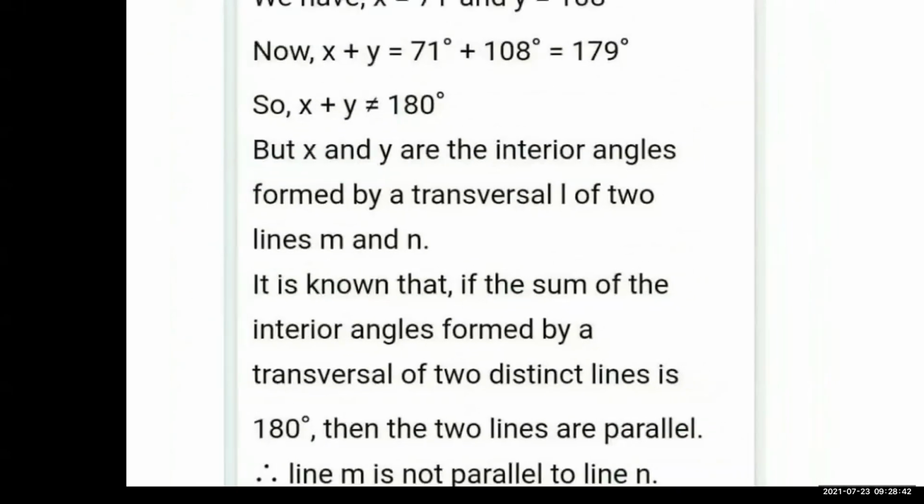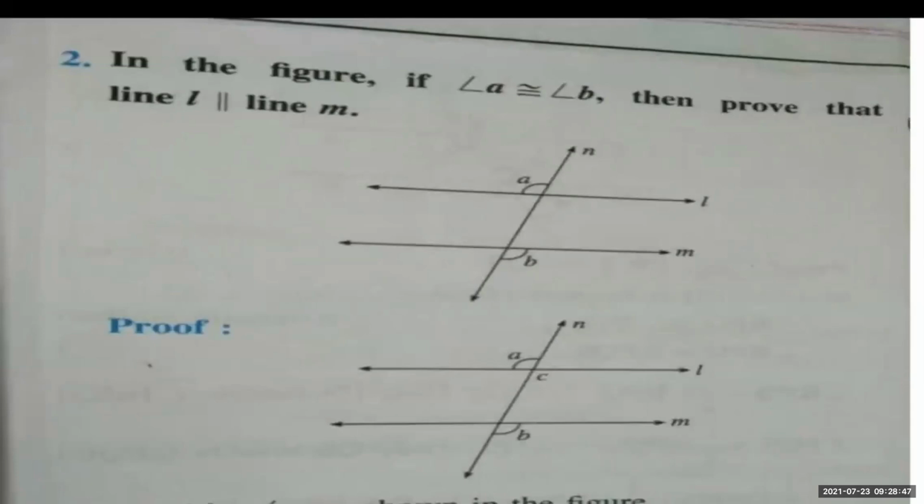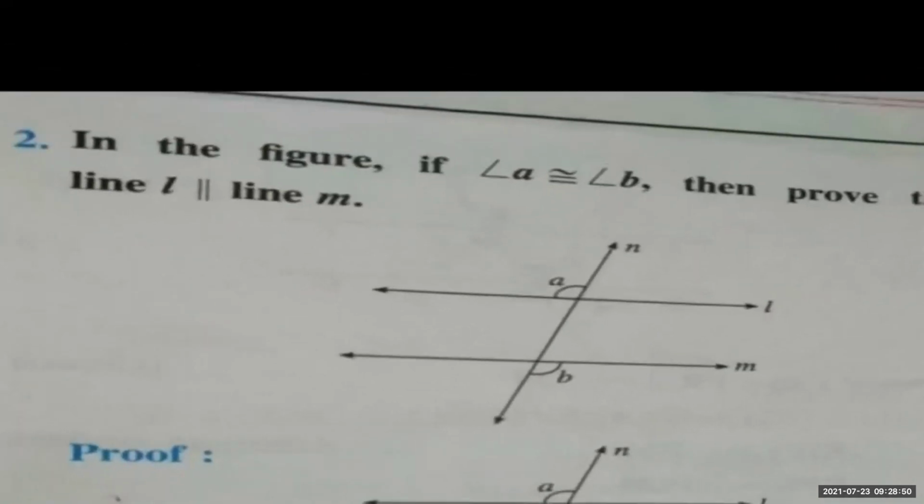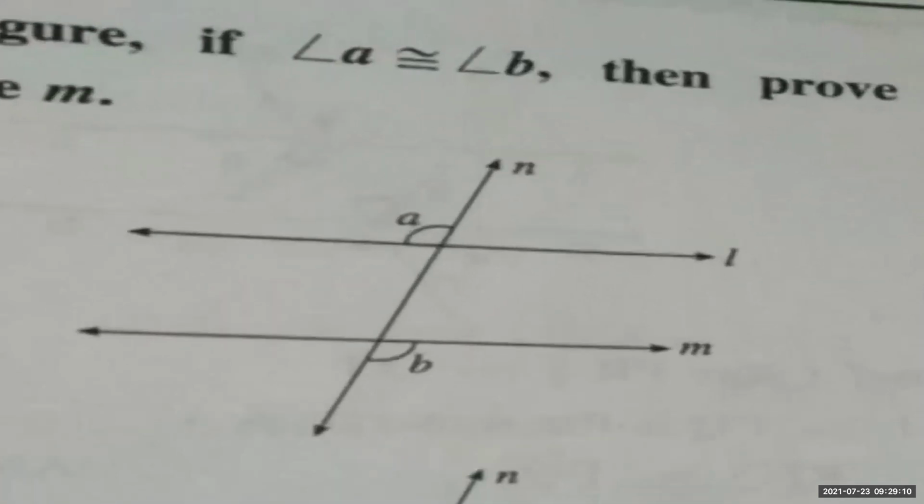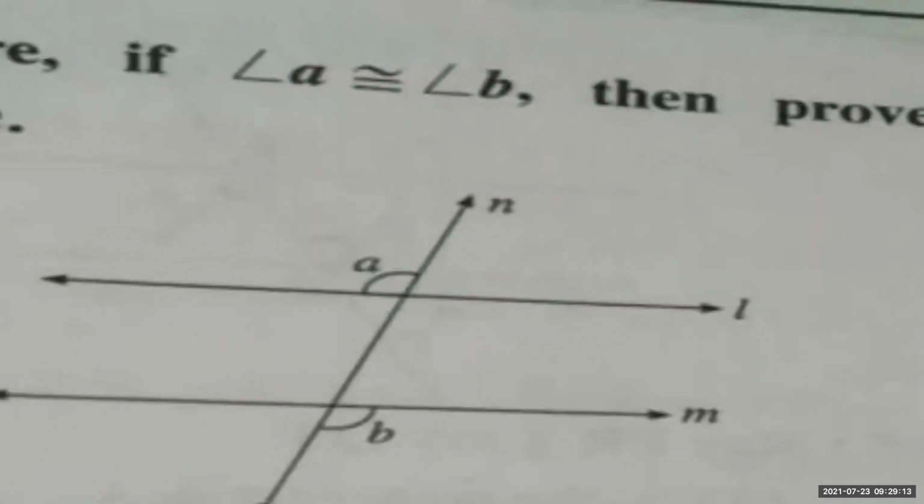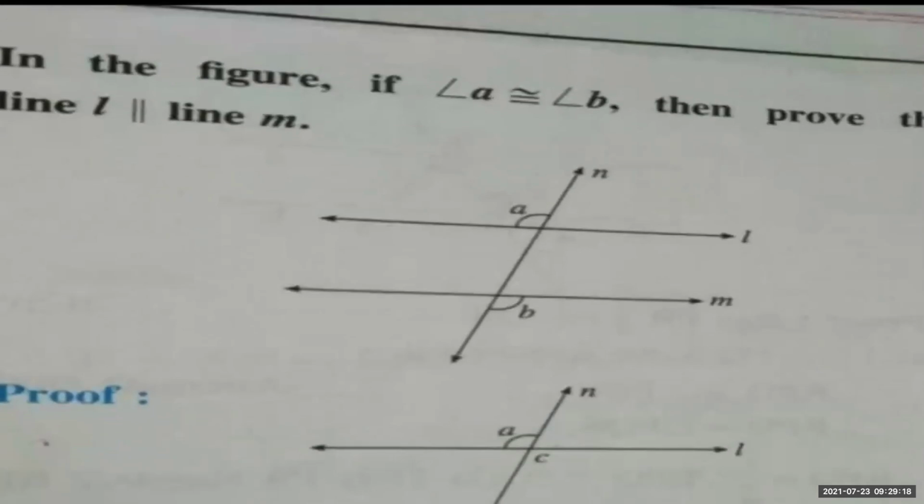Now here, second example we will see. Here is the example. Now what is given? In the figure, see in the figure, if angle A congruent angle B. Okay, so that is already given, those two angles in the diagram, those are congruent to each other. Then prove line L parallel line M.